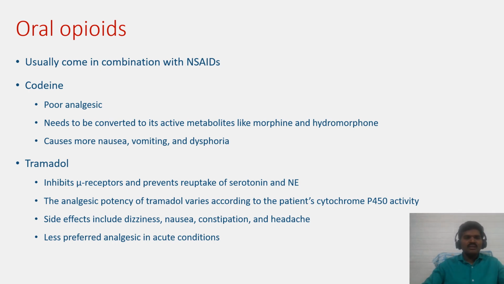Then you have tramadol, which inhibits mu receptors and prevents reuptake of serotonin and norepinephrine. The analgesic potency of tramadol varies according to the patient's cytochrome P450 activity. There are more side effects compared to other easily available IV opioids, like dizziness, nausea, constipation, and headache. It is a less preferred agent in acute conditions.